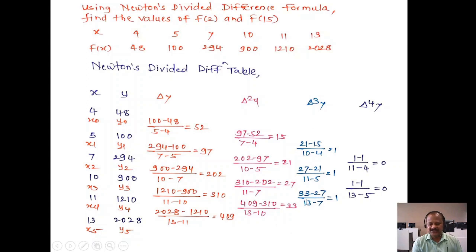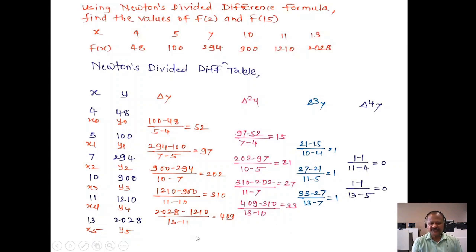Then we have to find the third difference. So this starts with x1, then x2 and x3. The value of x3 is 10, and this does not change here. This one is x0. So x3 minus x0 and it goes on increasing: x3, x4, x5, x0, x1 and x2. So it is 21 minus 15 divided by 10 minus 4, which is equal to 1. Then 27 minus 21 divided by 11 minus 5. Then 33 minus 27 divided by 13 minus 7. The answer is 1. Then we have to find the last difference. So it is 1 minus 1, which is 0, and again 1 minus 1, which is 0.